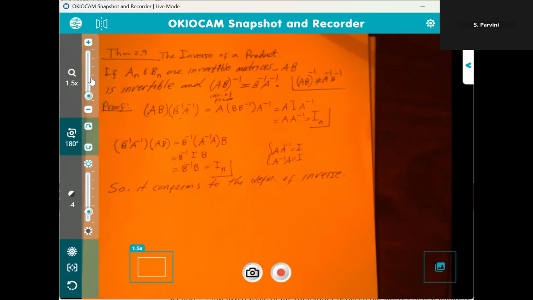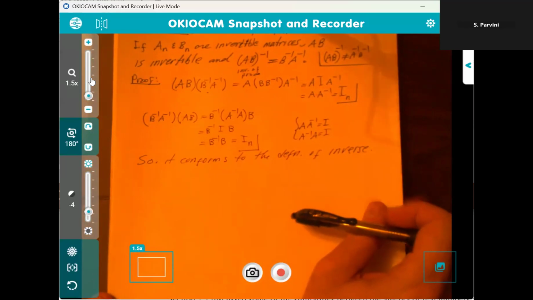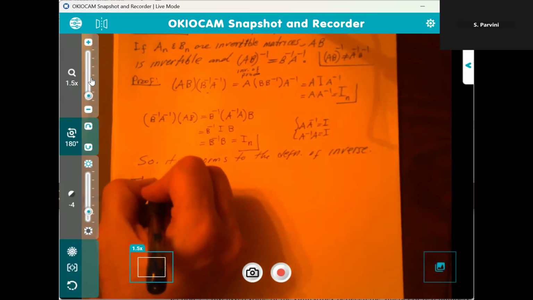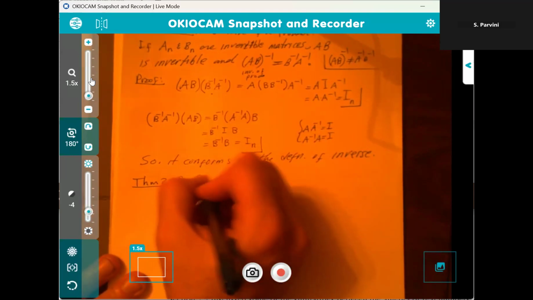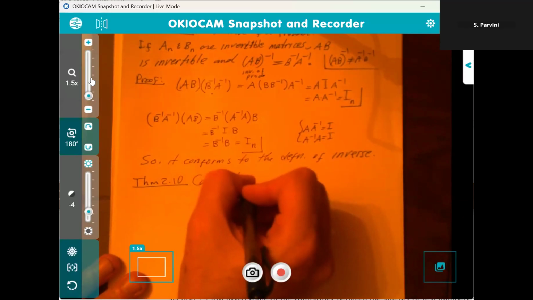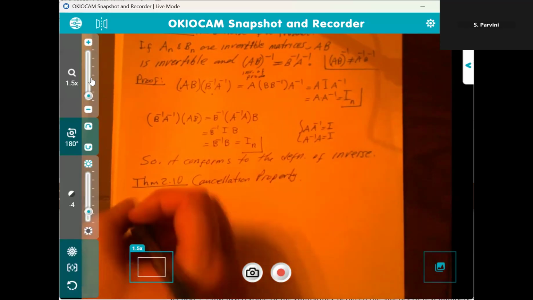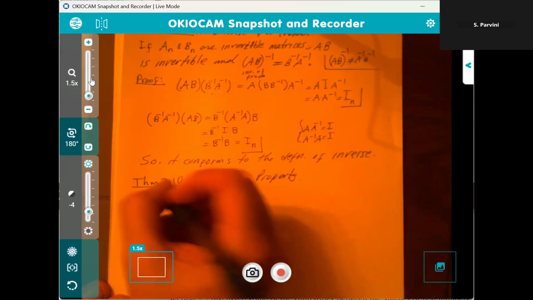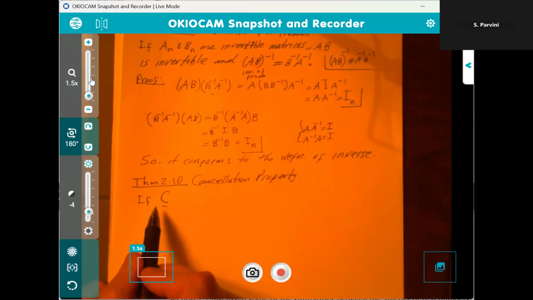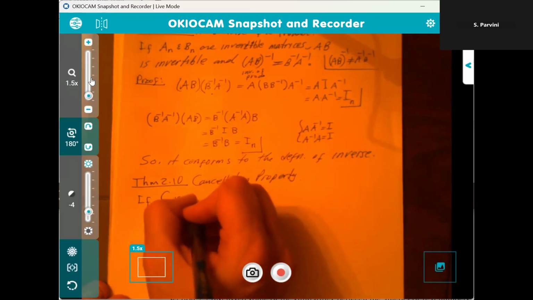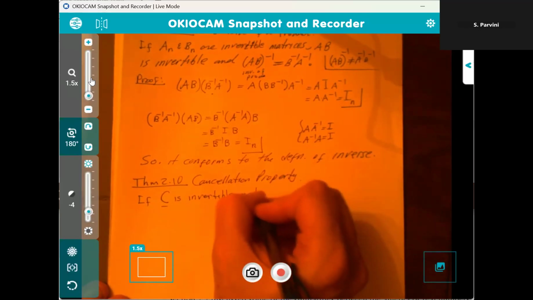Okay, we're almost done with this. And then we'll look at quite a few exercises, and we use Symbolab and make it a little more dynamic. Let's take a look at Theorem 210 now. This Theorem 210 is called the cancellation property of matrix. If capital C here, not little c. Remember earlier, little c was constant. This is a matrix. If C is invertible, means it has an inverse. Invertible matrix.